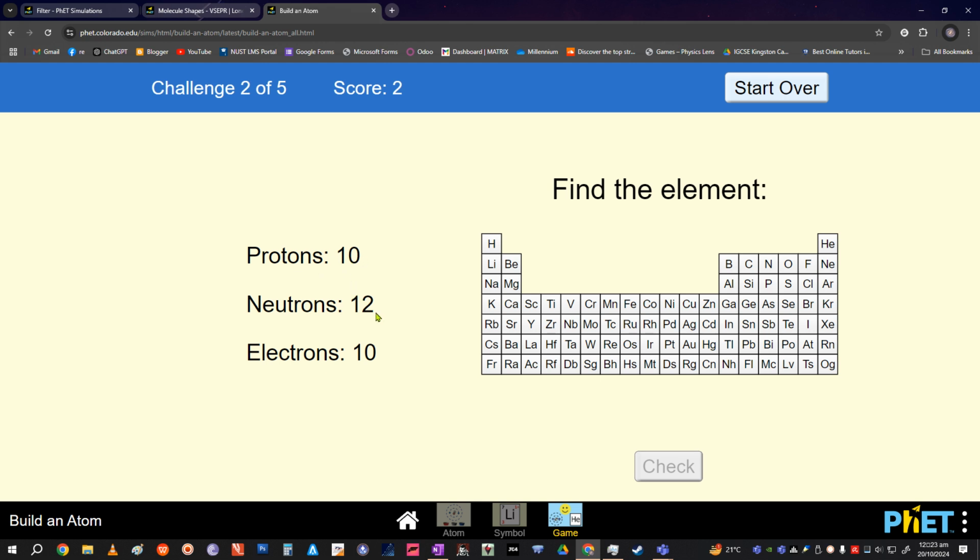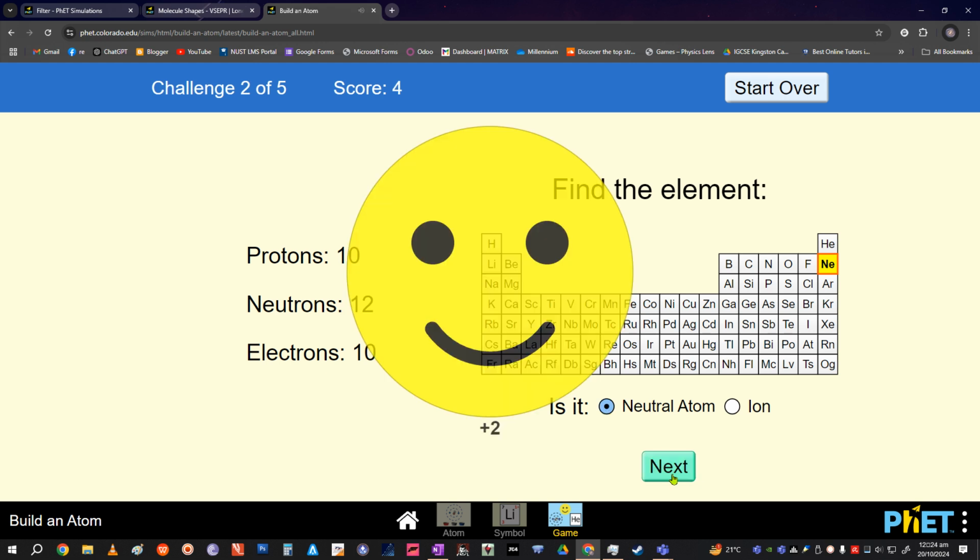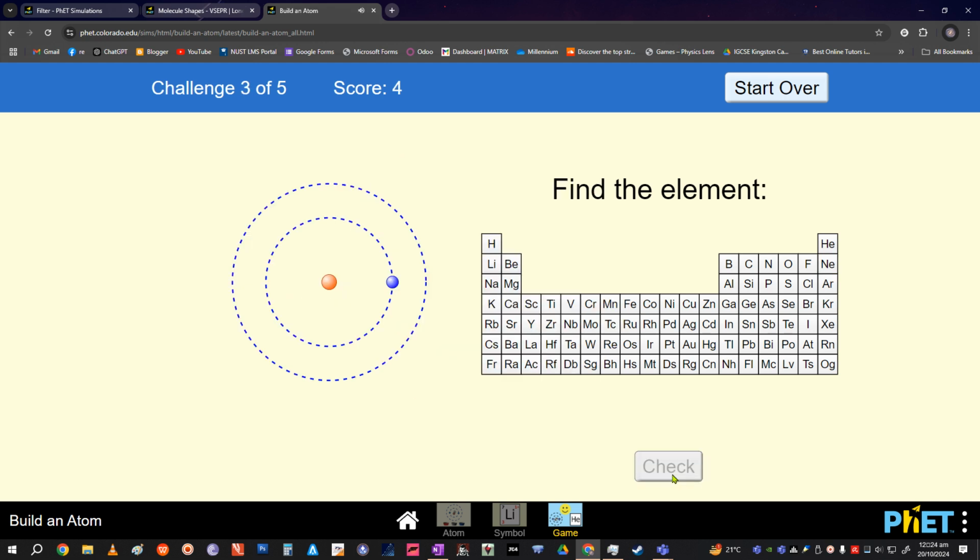10 protons, 12 neutrons, 10 electrons. Neon. Neon. Very good. And is it neutral or not? Yes, very good. The number of electrons and protons are equal, so it's a neutral atom. Perfect. Okay, next one. Be quick now.